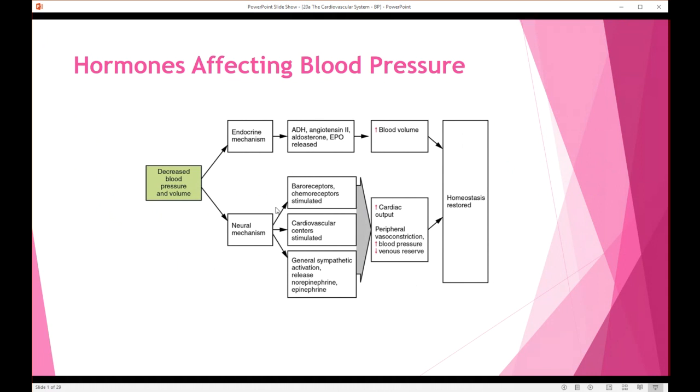They are directly related. And then in the neural mechanisms, right, so we have our baroreceptors and our chemoreceptors. We have the cardiovascular centers are going to be stimulated. So typically, we're going to stimulate that cardioacceleratory center. And we're going to have the release of norepinephrine and epinephrine. So we're going to increase cardiac output. We're going to increase blood pressure, decrease that venous reserve, and hopefully that's going to put our blood pressure back to normal.